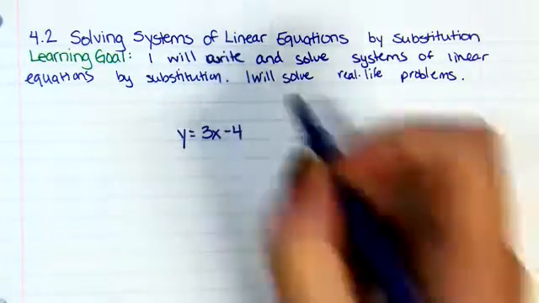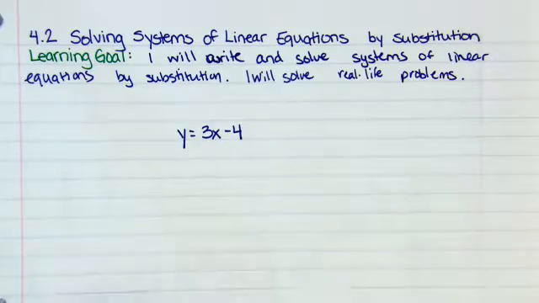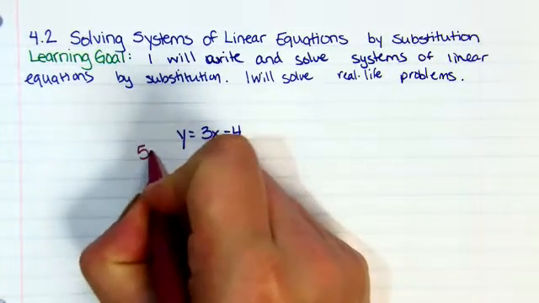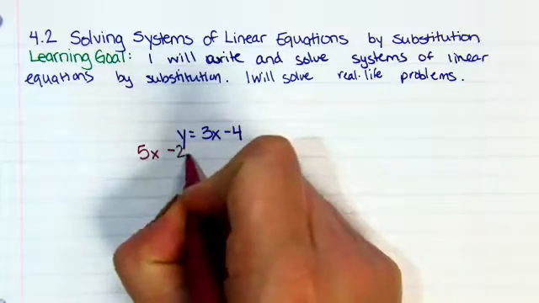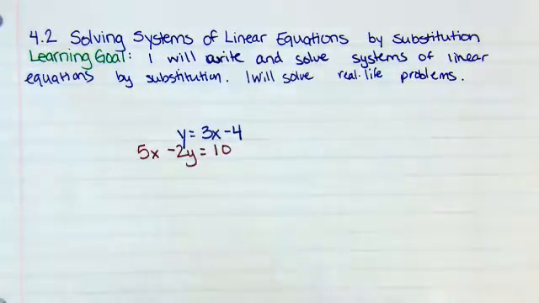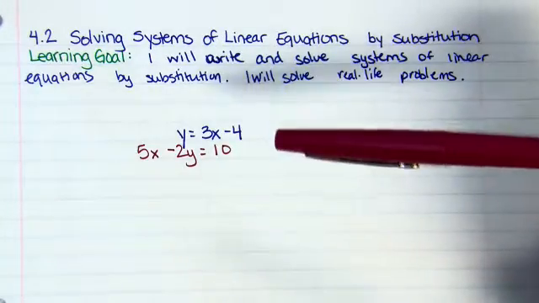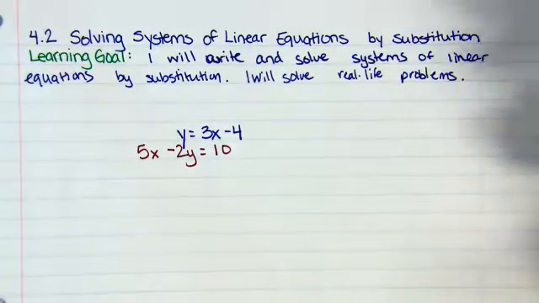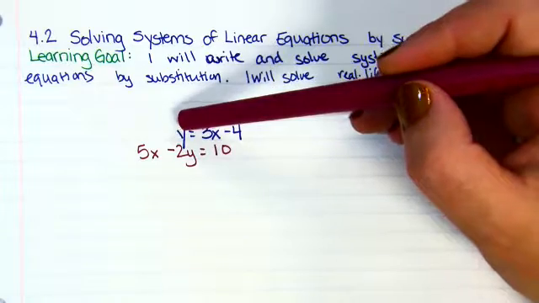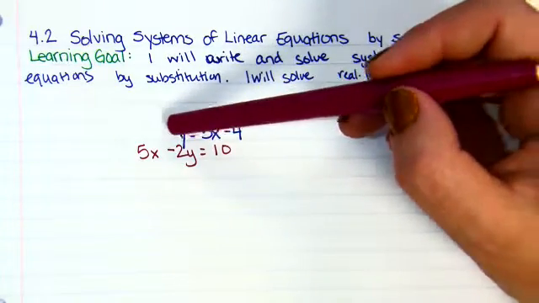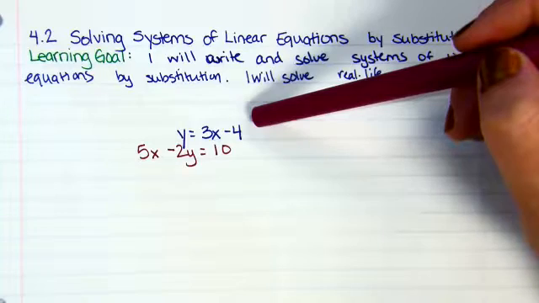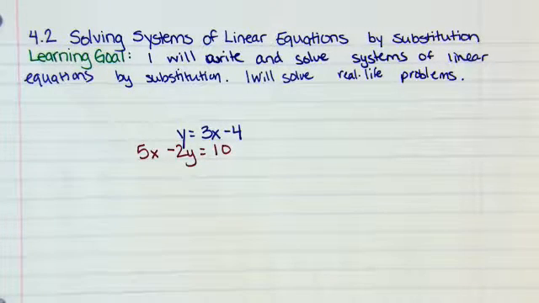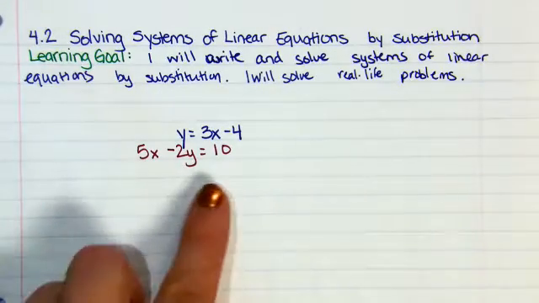So y equals 3x minus 4 will be one of my equations. My other equation will be 5x minus 2y equals 10. This is a really good example of when you're going to want to use substitution, because one of my equations is solved for y already. So this is y in terms of x. Another good time to use substitution is when you have x solved in terms of y. And you'll see why this is in just a second.